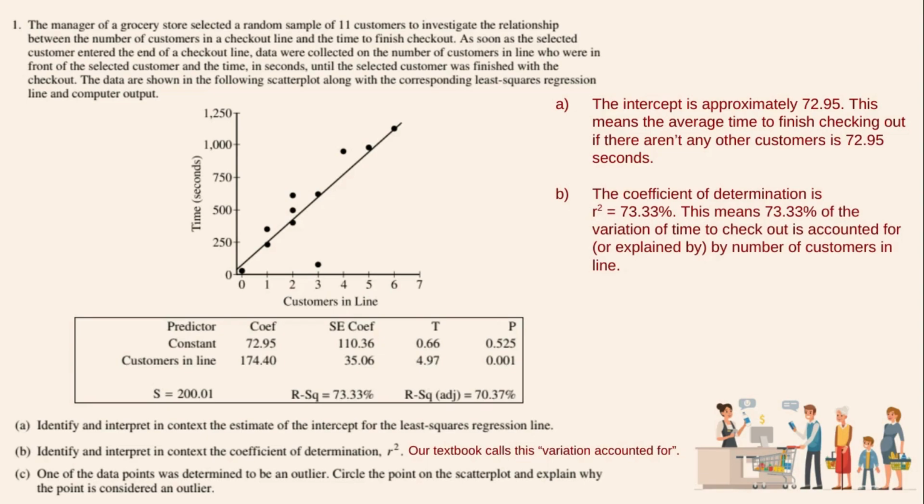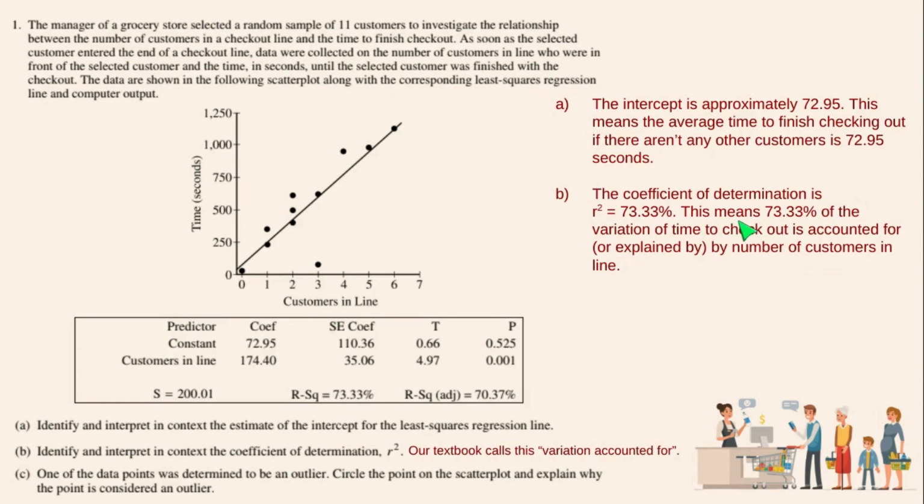The coefficient of determination or variation accounted for, r squared, is equal to 73.33%. Now, where did we get that? Well, it's this guy right here, 73.33%, the R-sq, that's the r squared value, coefficient of determination. R squared adjusted, just ignore it. You never need to use it for our intents and purposes.